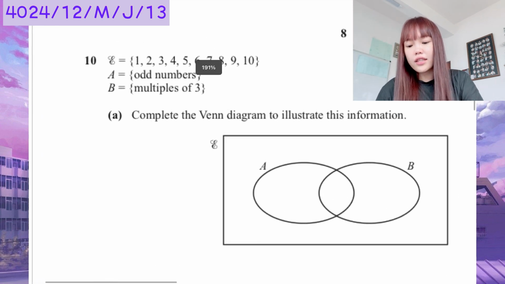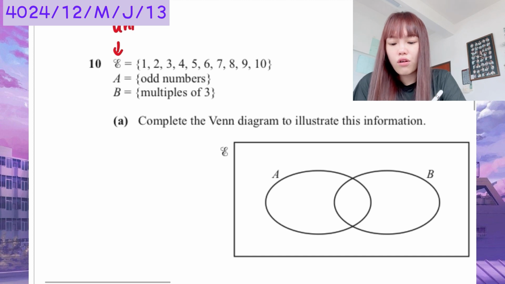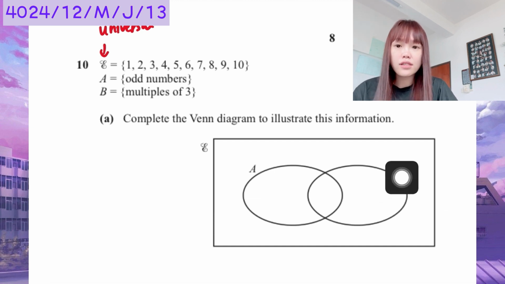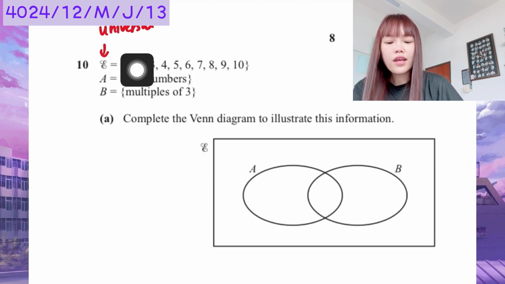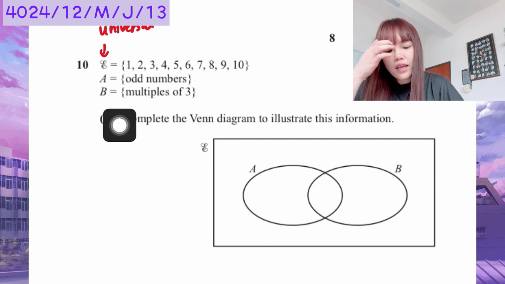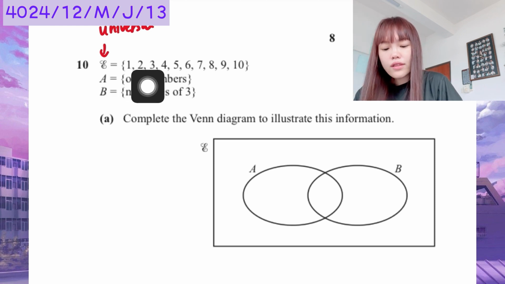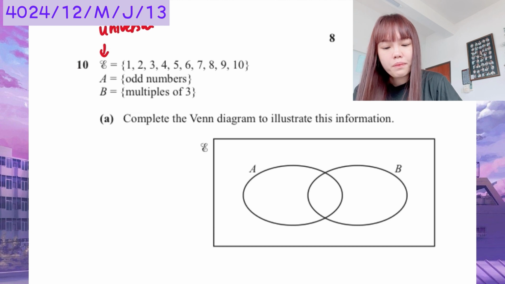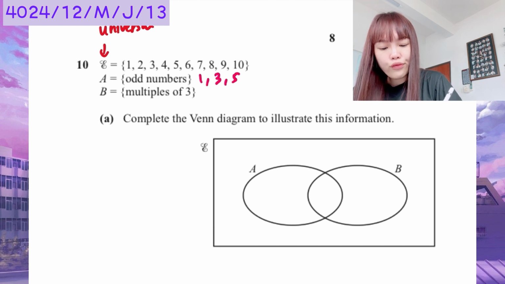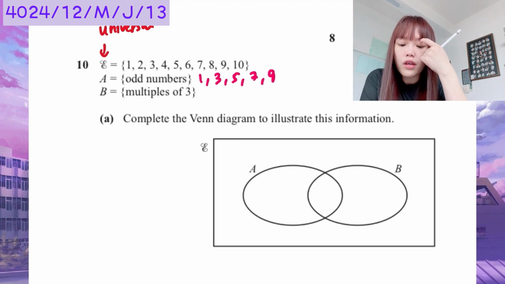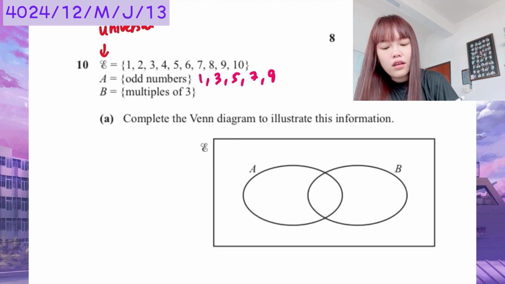Okay, so question 10 here. This symbol is called universal, which means it's all. All the numbers inside this box. This is the universal box, right? Universal is 1 until 10, so 1 until 10 is inside this rectangle. A is odd numbers, and these odd numbers must be from the universal. So from your universal, your odd numbers are 1, 3, 5, 7, and 9. They must be within the box, within the universal. And then multiples of 3 are 3, 6, and 9.